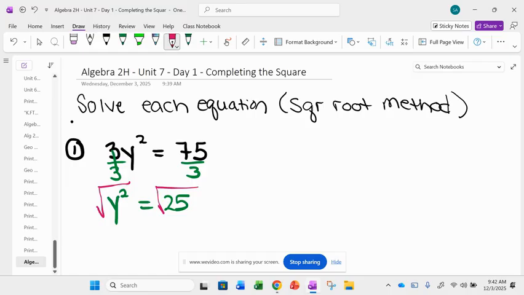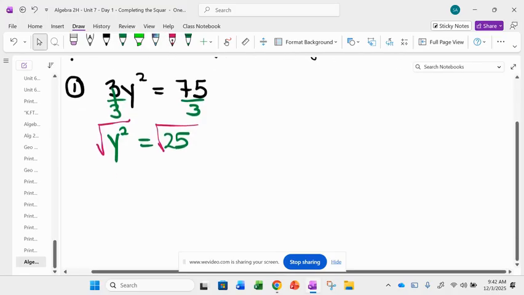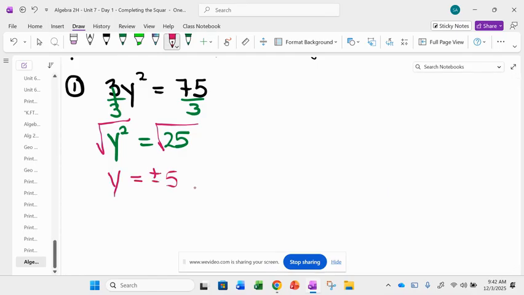Now, in chapter 6, I had said over and over again, when we're simplifying a square root, we always just account for the positive version of things. But now we're not just simplifying a square root, we're solving for a variable. When you're solving and you're taking the square root to solve, you have to account for the positive and negative value. So when we square root y squared and we square root 25, we're going to have y is equal to plus or minus 5.